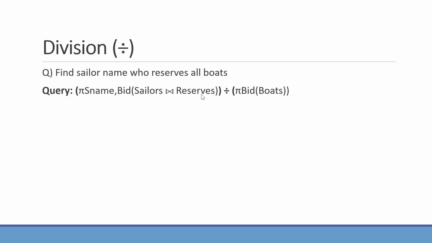So sailors and reserves, as you want the sailor's name who reserved all the boats, you have to know which sailor has reserved which boat. So you want to display S name and BID by using projection, divided by the BID of boats. Here we get the common values as output with S name, that is Dustin.